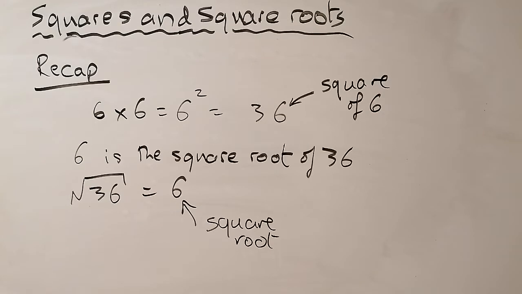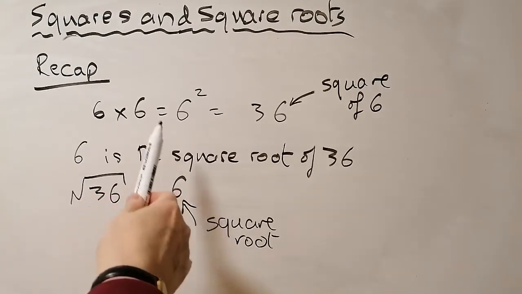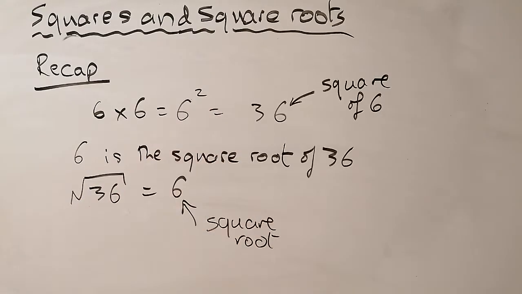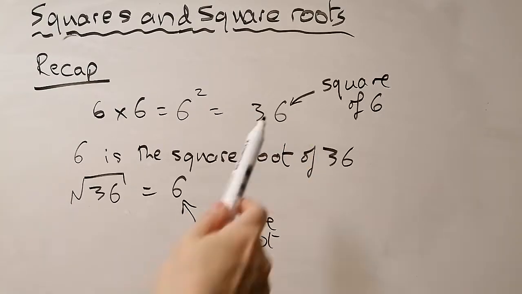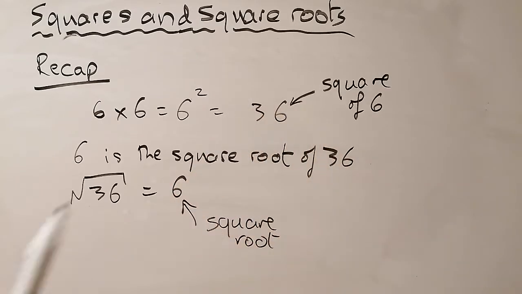Squares and square roots. Let's just have a recap of what these are. If we have 6 times 6, that is also expressed as 6 squared. This little 2 here means 6 squared. And we know that that is 36. And 36 is the square of 6. So 36 is the square number.